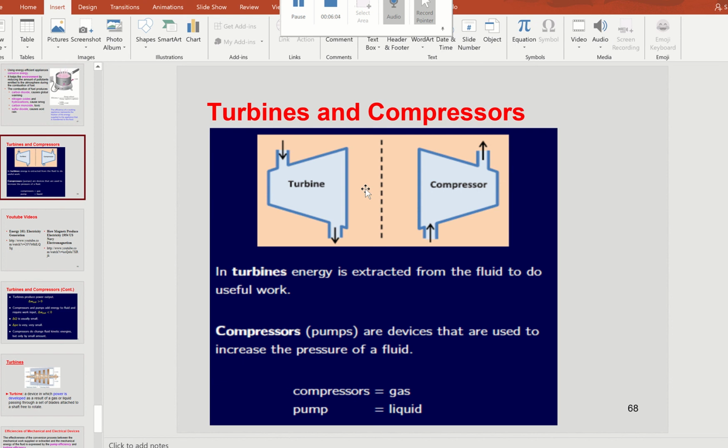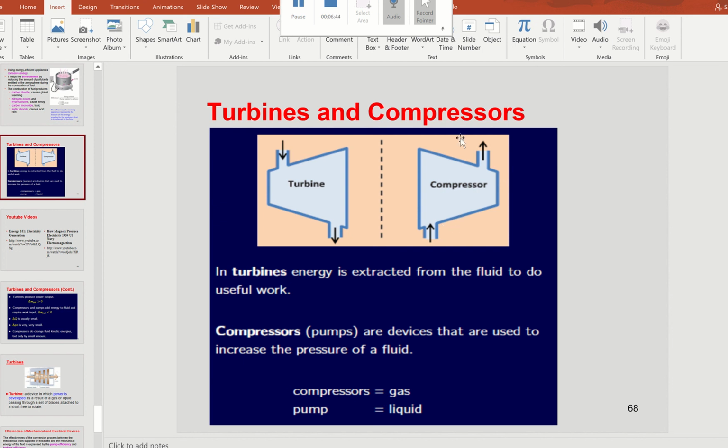Opposite to the turbine is the compressor. For compression, you have to add energy, right? You have to put energy in to increase the pressure of the fluid. If the substance is a liquid, that will be a pump, where you increase the pressure of the liquid. If your substance is a gas, then that's basically a compressor. So a compressor and a pump are basically the same device. They have the same purpose, which is to increase the pressure. The only difference is that a compressor deals with gas, and a pump deals with liquid.